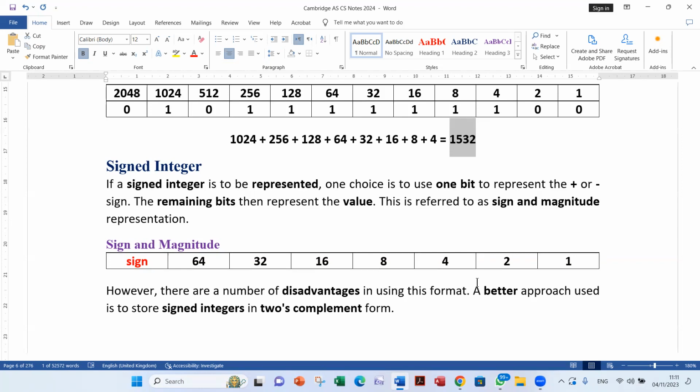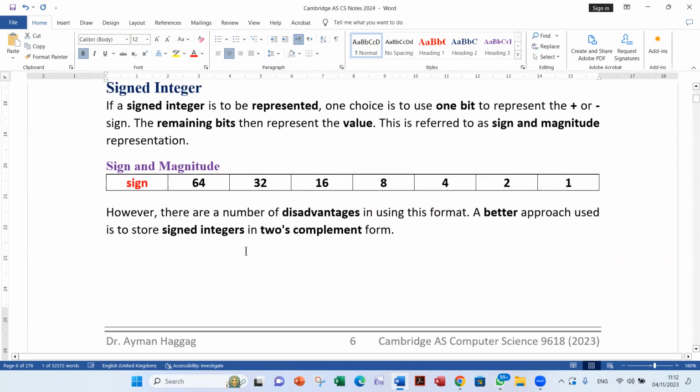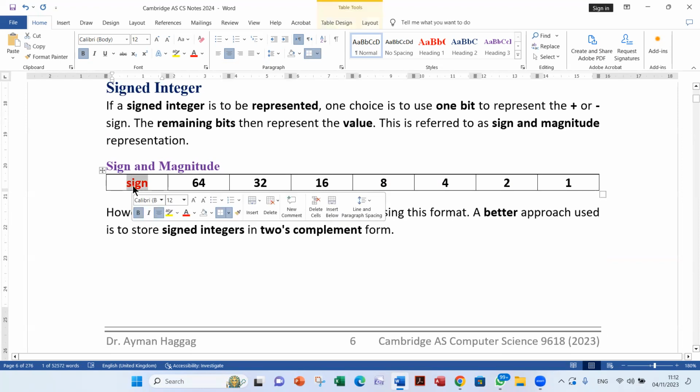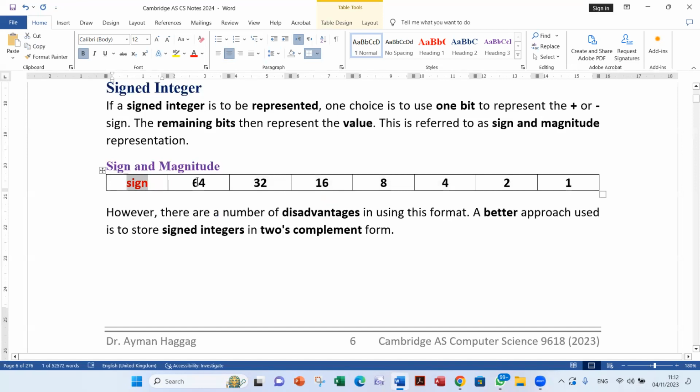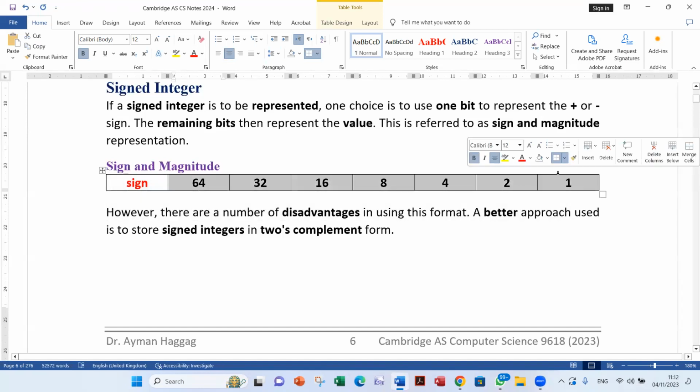Okay, so the idea behind this is not successful at all. I wish I could omit it from the syllabus, but not now. With sign and magnitude, for example, if you have 8 bits, one of them will be a sign, and the rest is the magnitude, the value. If you have 0 here, then the number is as it is. If you have 1 here, the number is negative. This is not so successful.